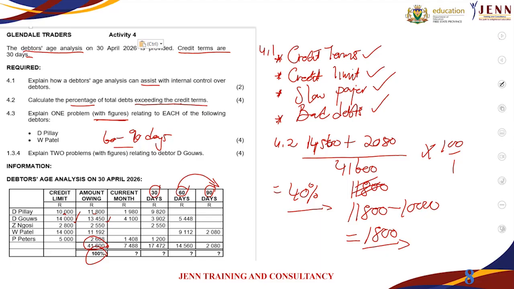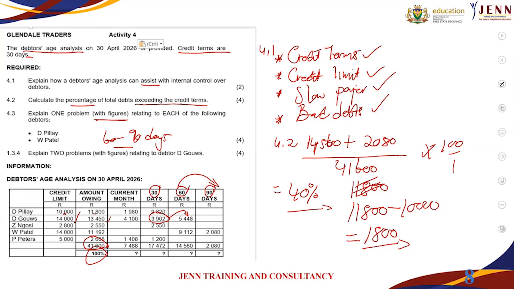What is going to be the second problem now? What is the second problem with regard to D Gowns? Any takers? Okay, the second problem with regard to D Gowns, remember, this debtor is expected to pay us within 30 days. But as we can see, we are only receiving money after 60 days. What does that mean? It simply means D Gowns is a slow payer, because only 5,448 was received after 60 days. So it simply means that person is a slow payer.